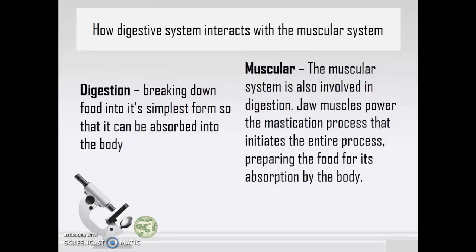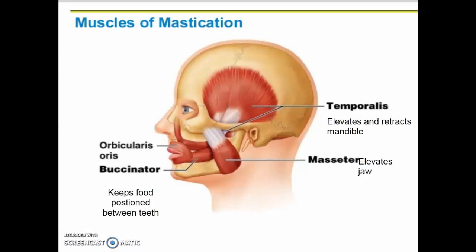Mastication is a biological term for chewing. If jaw muscles are not there, there won't be any further digestion, because unless you chew the food, how will further digestion take place, as digestion starts in the mouth. Here you can see the muscles of mastication, that is the muscles that are involved in chewing, and those muscles are obviously there in our mouth.